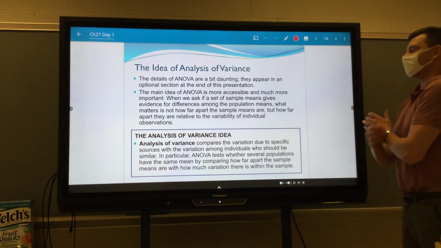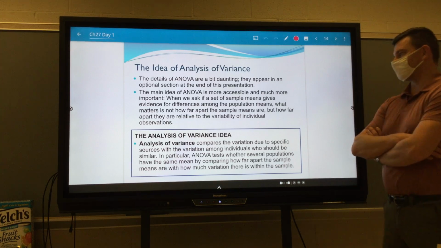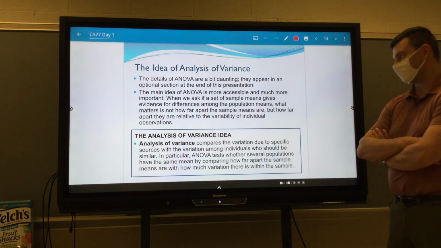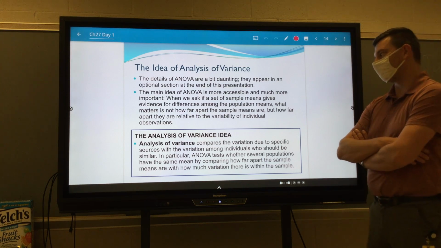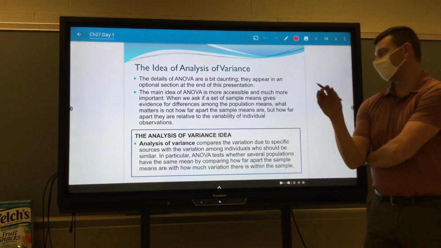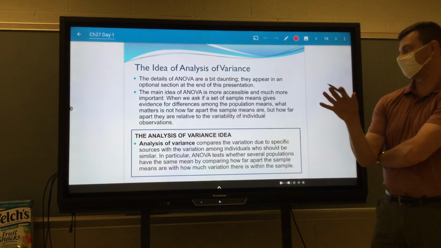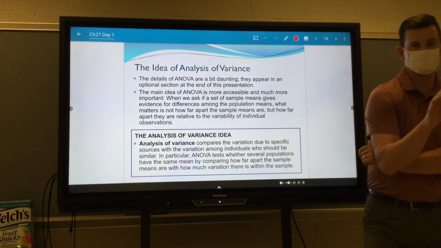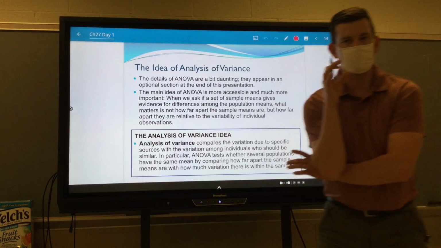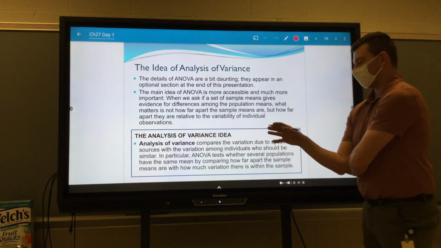But the main idea of ANOVA is more accessible and much more important. When we ask if a set of sample means gives evidence for differences among the population means, what matters is not how far apart the sample means are, but how far apart they are relative to the variability of individual observations. That's probably in one ear and out the other ear.